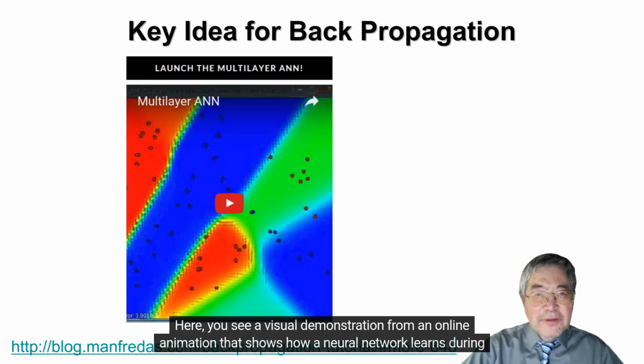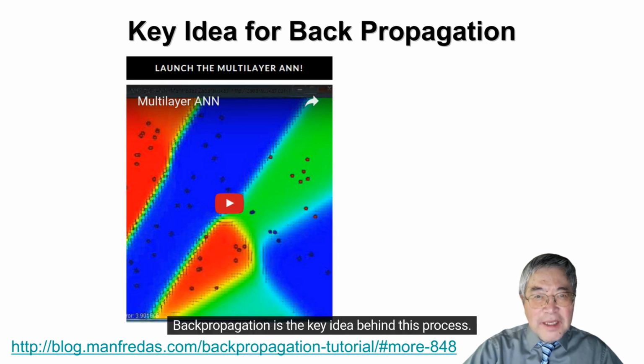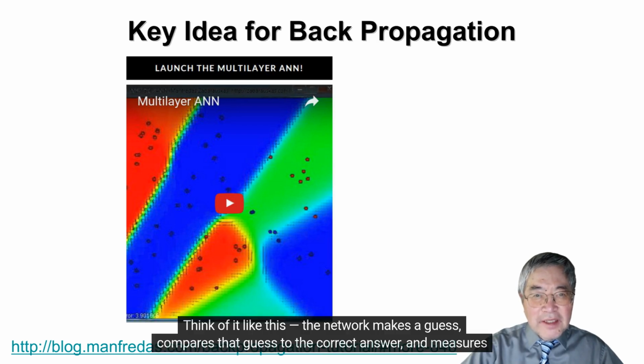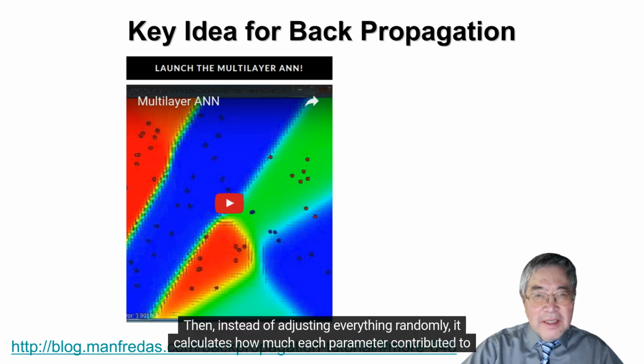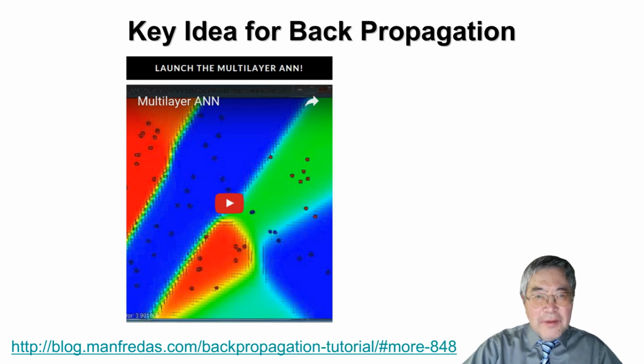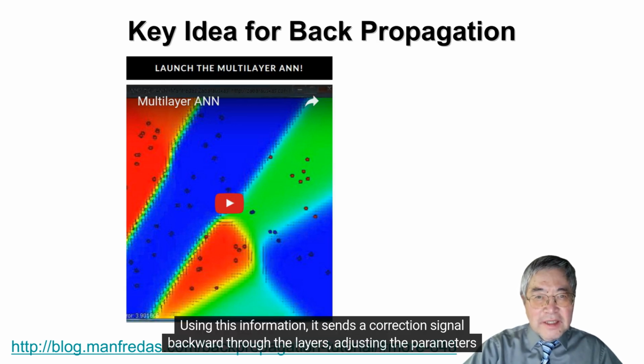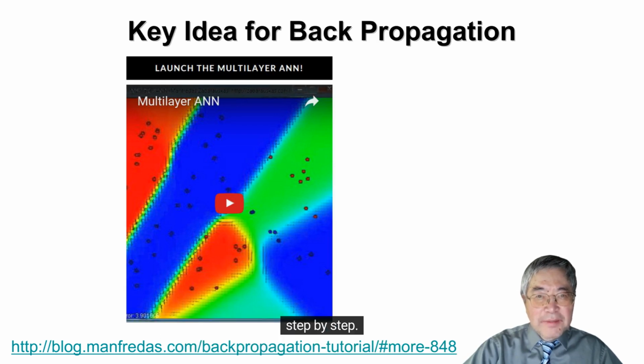Here you see a visual demonstration from an online animation that shows how a neural network learns during training. Backpropagation is the key idea behind this process. Think of it like this: the network makes a guess, compares that guess to the correct answer, and measures the error. Then, instead of adjusting everything randomly, it calculates how much each parameter contributed to that error. Using this information, it sends a correction signal backward through the layers, adjusting the parameters step by step.